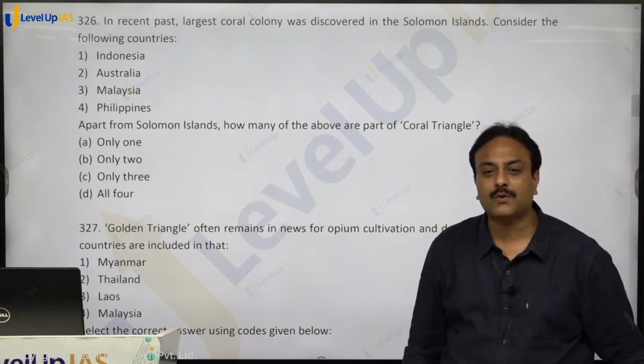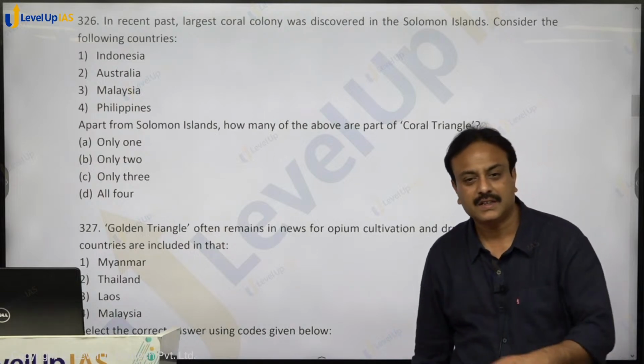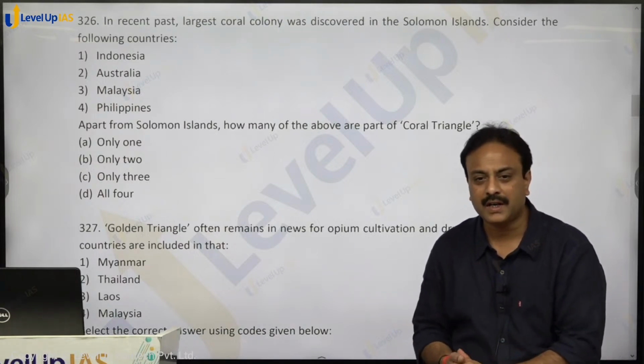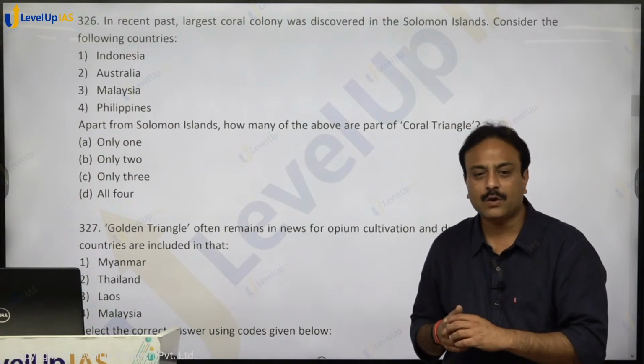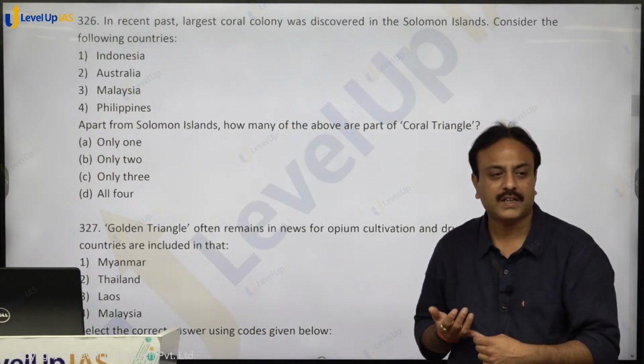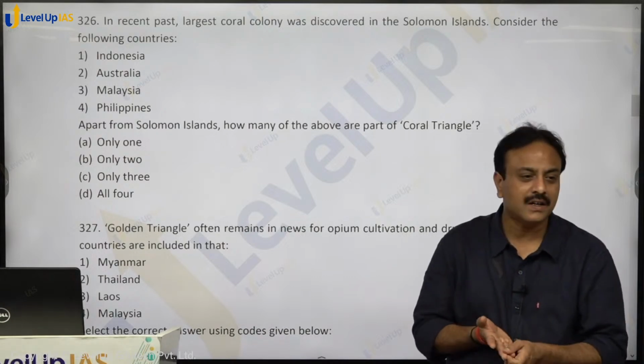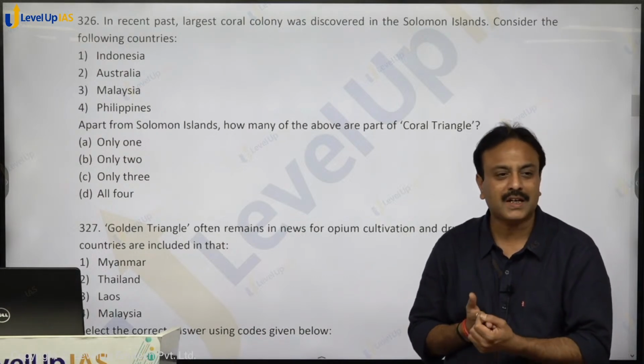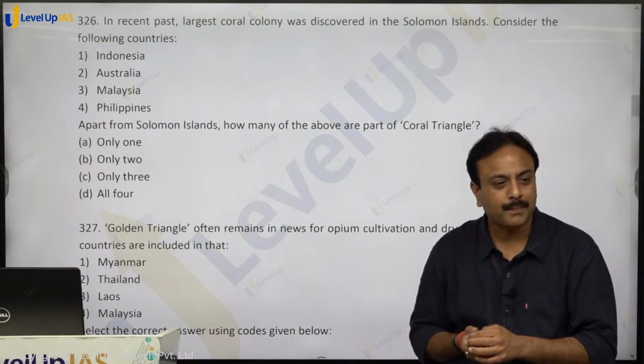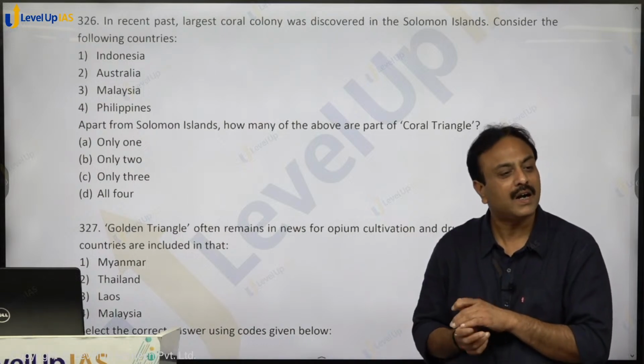Which countries are part of Coral Triangle? How many countries are there? 6 countries are parts of Coral Triangle, and these countries include Indonesia, Philippines, Solomon Island, Timor-Leste, Papua New Guinea, and Malaysia.